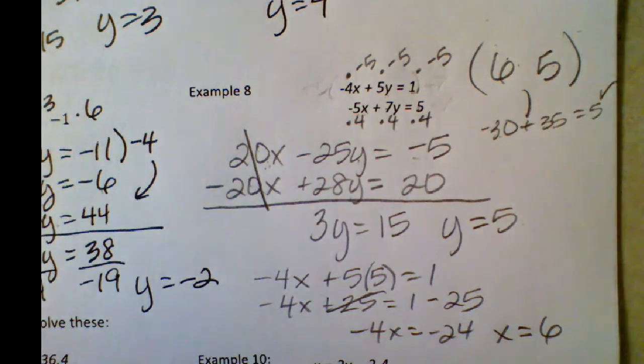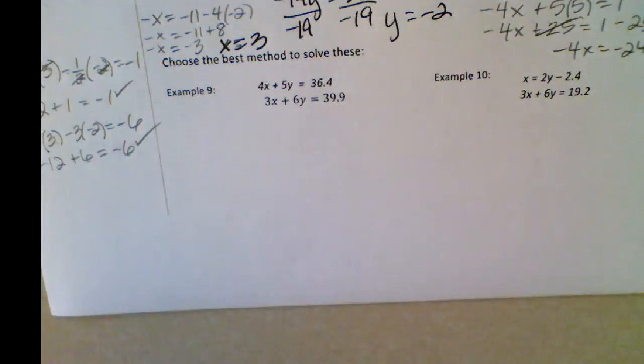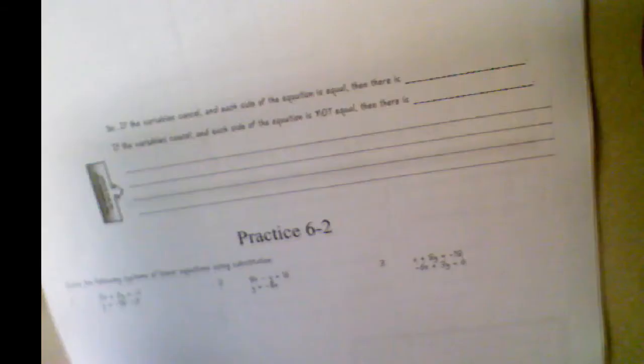For numbers 9 and 10, I'm going to let you work on this independently. We'll check the answers in class, and not only do I want you to choose the best method to solve them, whether it's substitution or elimination, but I want you to use the method you choose to solve your equation. Okay, that's 6-2. Make sure there's not another page. Oh, there is. We'll do the rest of 6-2 in class along with the practice.